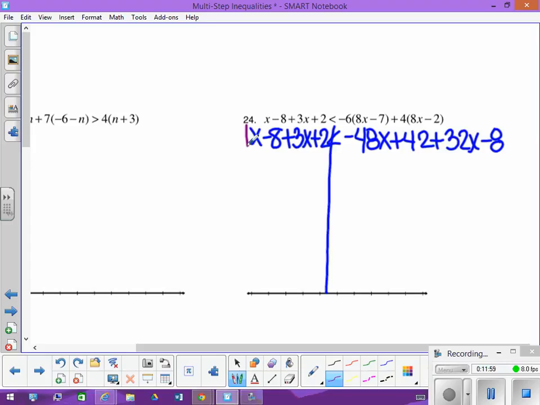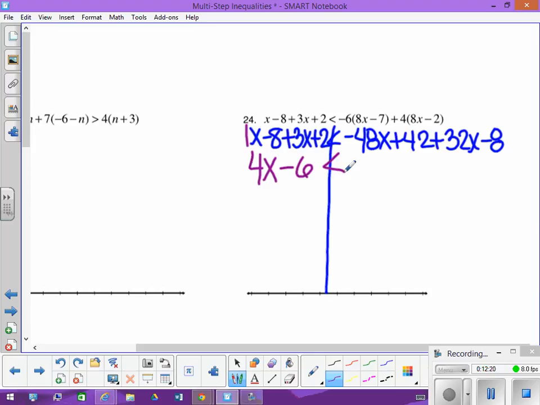So we can put together the x's. So what do we have? 4x. And what about our number part? Negative 6. We have negative 8 and positive 2. We can put those together. We still have less than. We haven't changed anything.